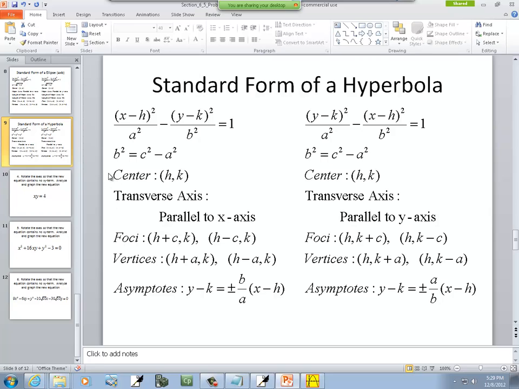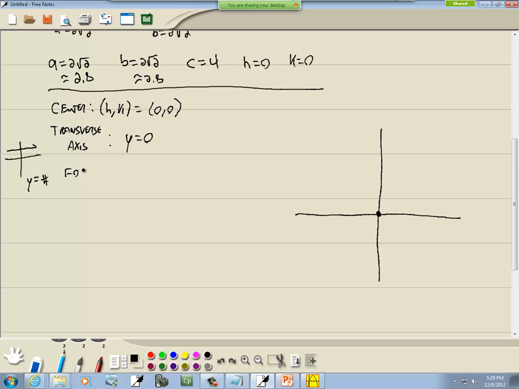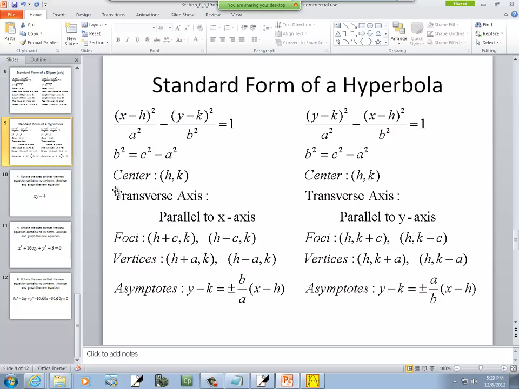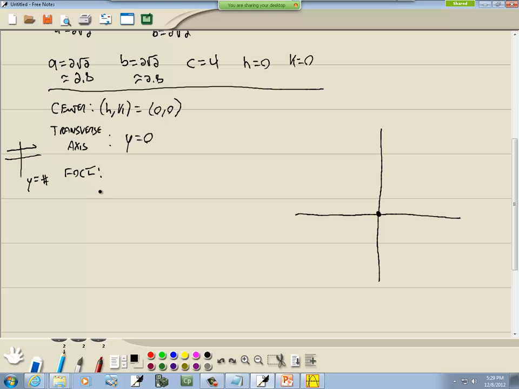Vertices, or foci, even though we're not going to use them. Foci is h plus ck and h minus ck. Well, h is 0, k is 0. So 0 plus 4, 0, and 0 minus 4, 0. So our foci will be 4, 0, and negative 4, 0.